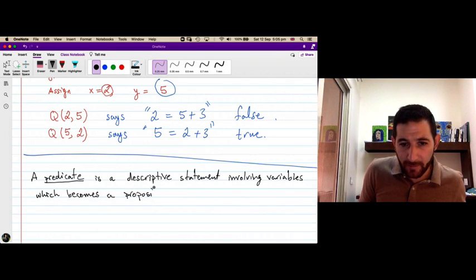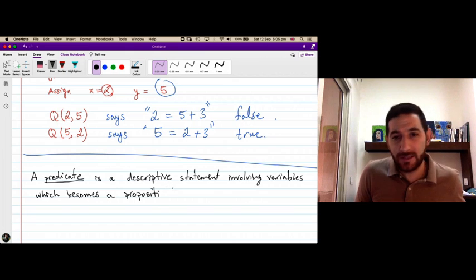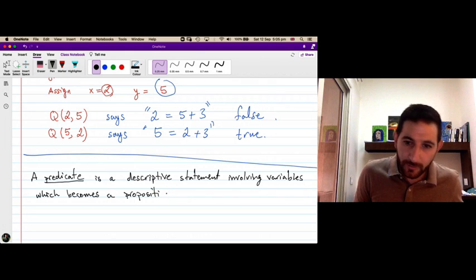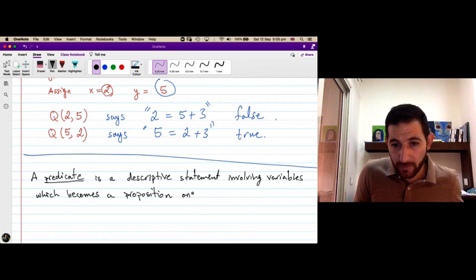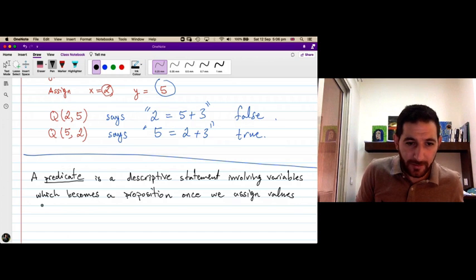Okay, again, remember what a proposition is. A proposition is a statement which is either true or false, but not both. When does it become a proposition? Once we assign values to the variables.